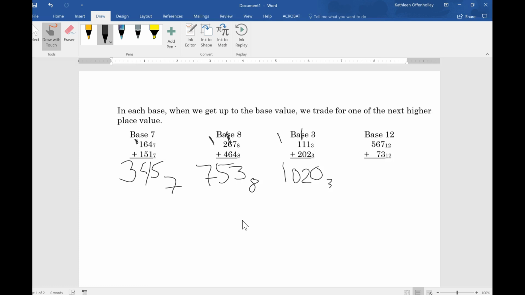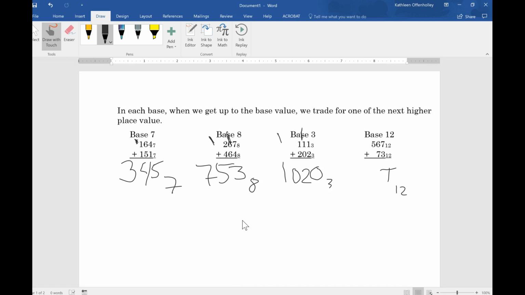7 and 3 is 10. We do not carry for 10. We don't have enough to trade. We need to have 12 to trade. So if you remember, we just write T for 10. Or if you want to write a different letter for 10, just write A or B or X or Y, whatever you want to write, and just write equals 10 in the corner so I know what you meant by that. So that's 10. No carrying.